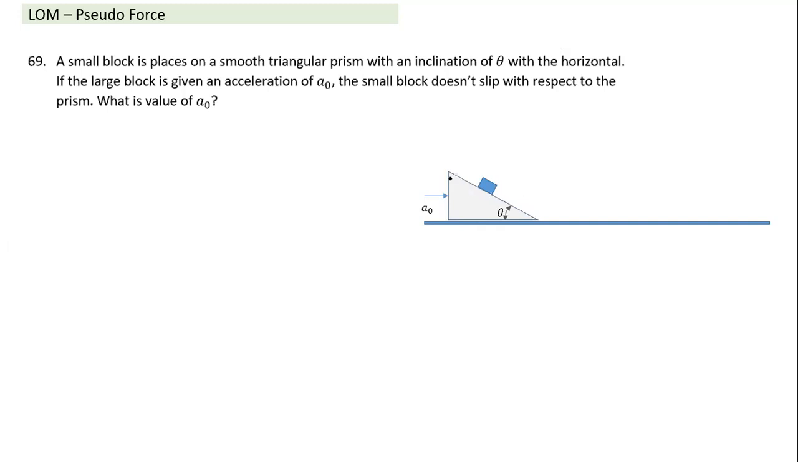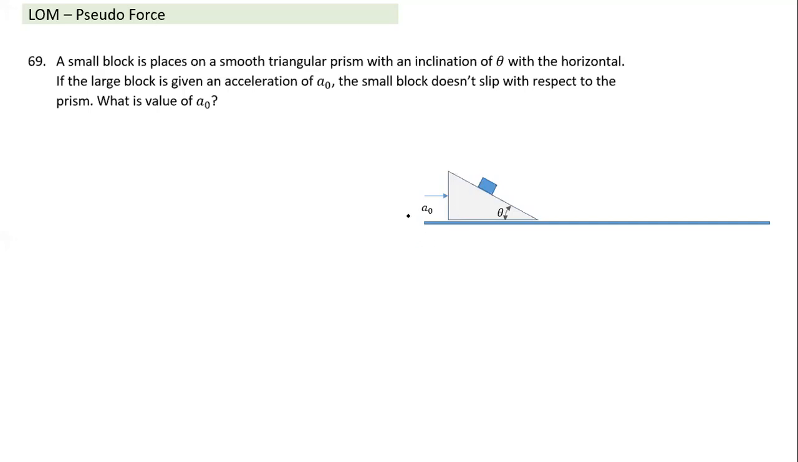So a smooth triangular prism. It has an angle theta. So a small block, we call it the block, and I call this the prism, and it has angle theta. And the large block is given an acceleration a naught, such that it does not slip. So what has to be the value of a naught? How is this a naught related to theta if this small block does not slip? What does not slip mean?